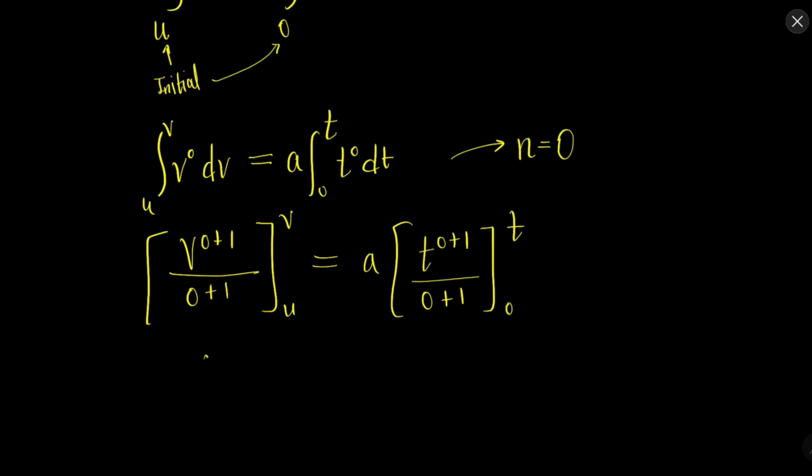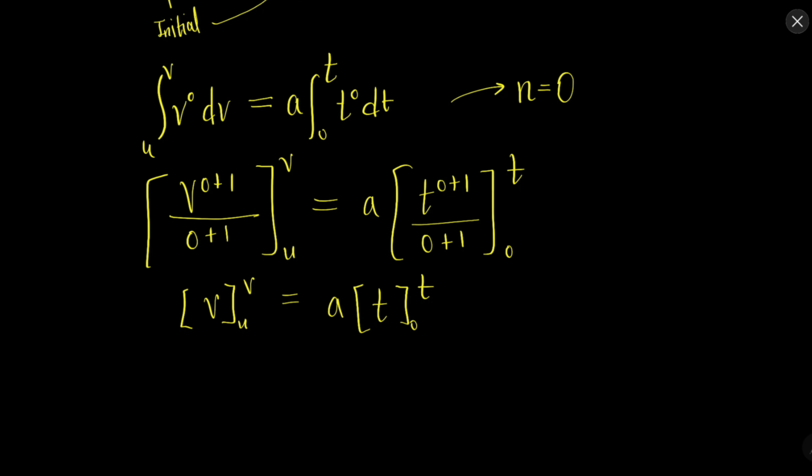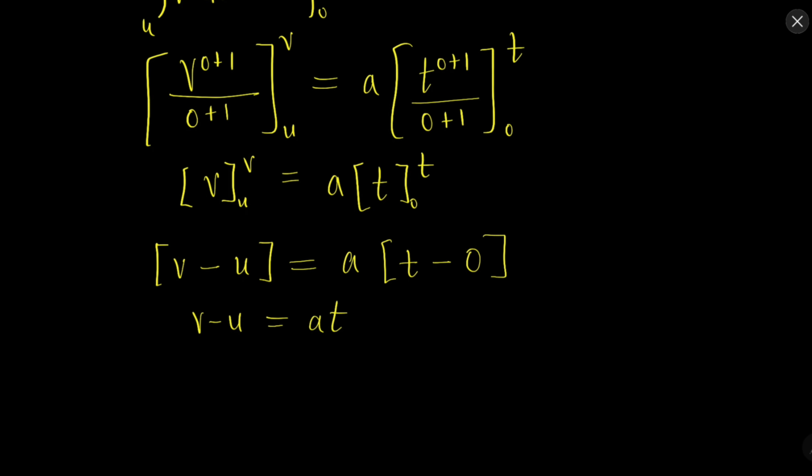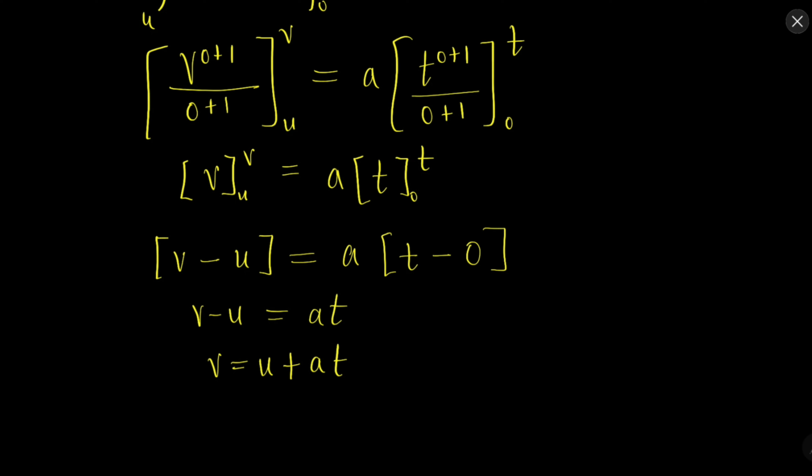So what will we get? We will get v here, from u to v, and we will get t here, from 0 to t. Now what to do with the limits? We put the limits like this: upper limit minus lower limit. At the place of v just put the values, so upper limit minus lower limit equal to a. Similarly, upper limit minus lower limit, so put the value of t in the upper limit and 0 in the lower limit. So what we get? v minus u equal to at, or v equal to u plus at. So this is our first equation of motion under constant acceleration.